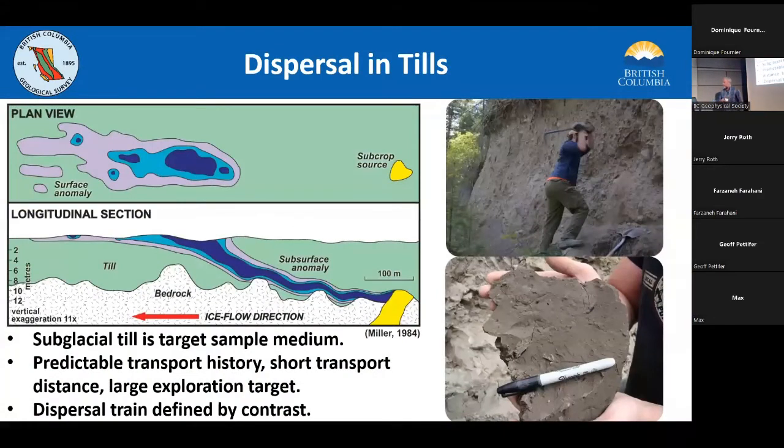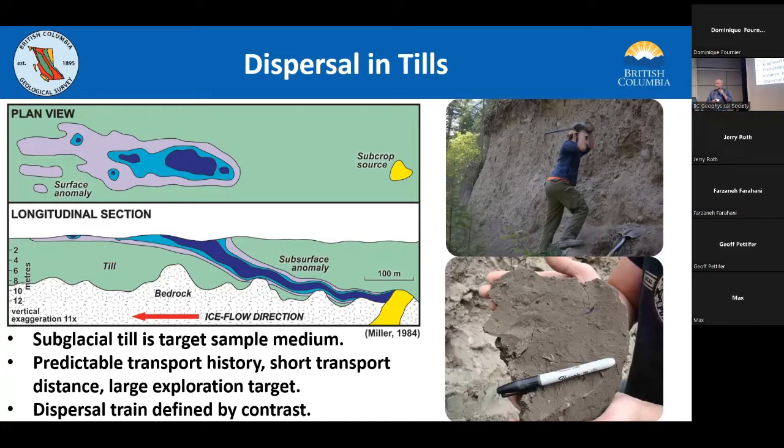Okay. So dispersal and tills. Let's talk about tills firstly. Tills are a glacial sediment. They're sediments that are eroded, transported, and deposited by a glacier. The tills that we specifically sample are a facies of till called a subglacial till. And so all that erosion, transport, and deposition is happening in the subglacial environment.